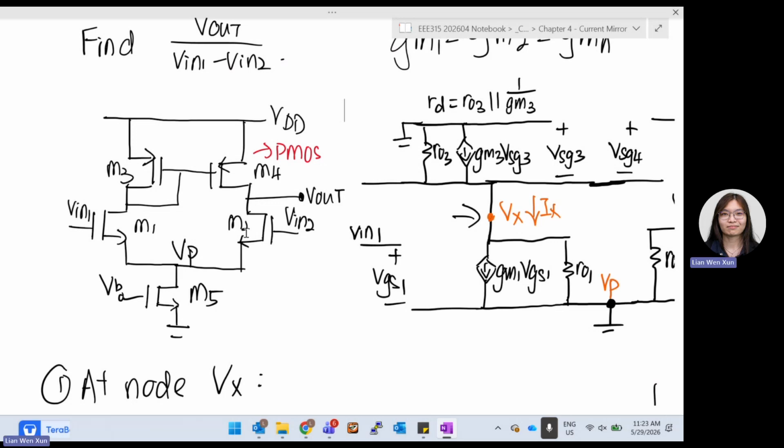The VB over there is just a bias voltage, so it's a DC. You know that you can cancel the DC out. And take note that the top is PMOS. You need to draw a very complicated small signal model.